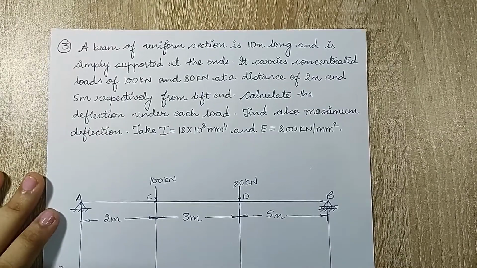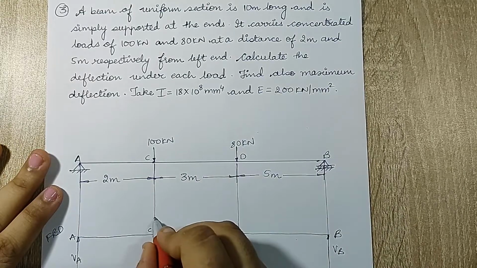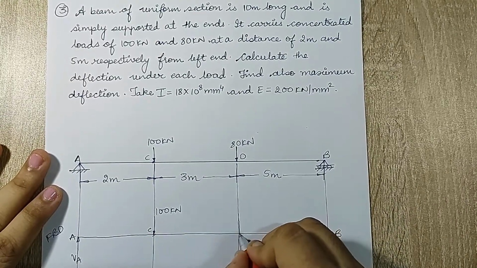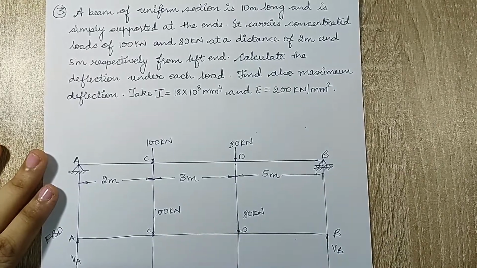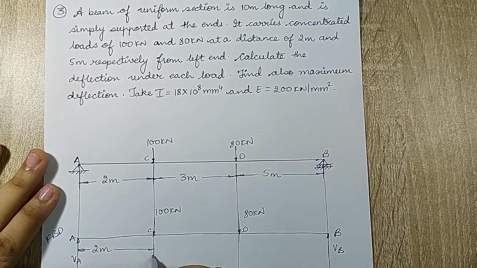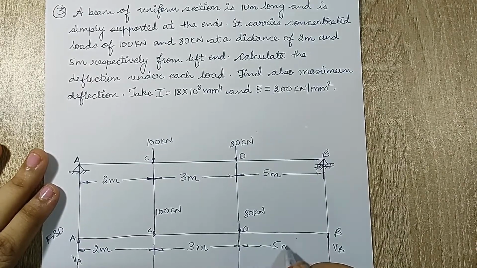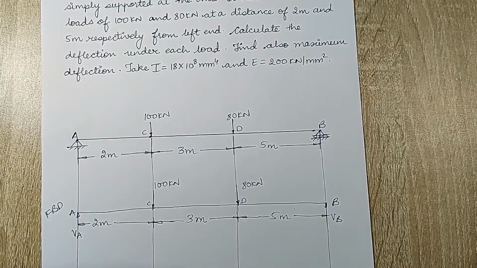At B there will be a reaction VB. C and D will remain same. And these distances are 2 meter, 3 meter and 5 meter. Now this is the FBD which will be useful for calculating VA and VB.